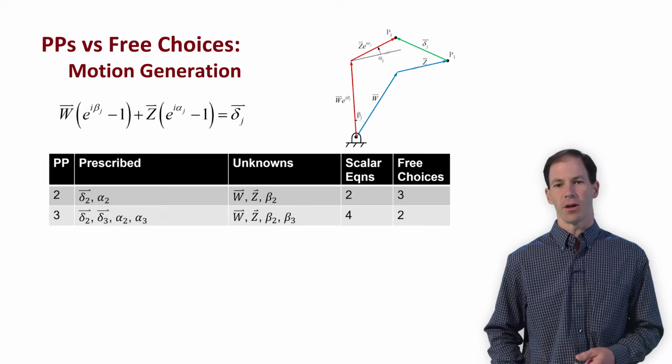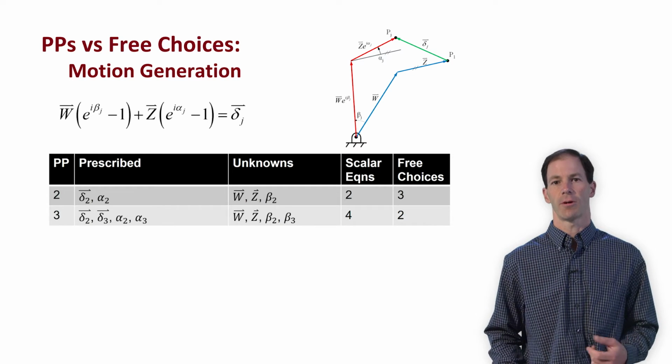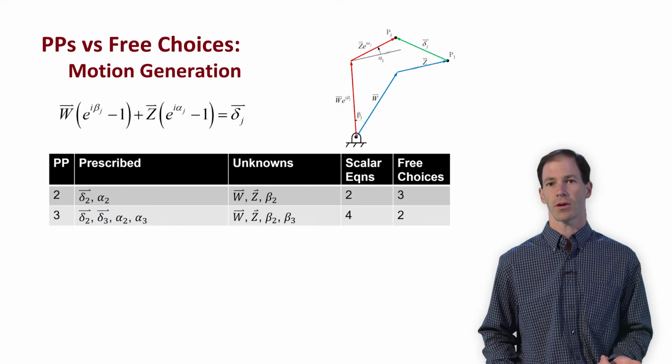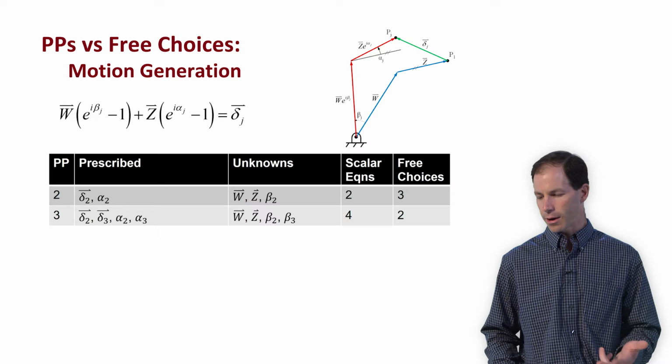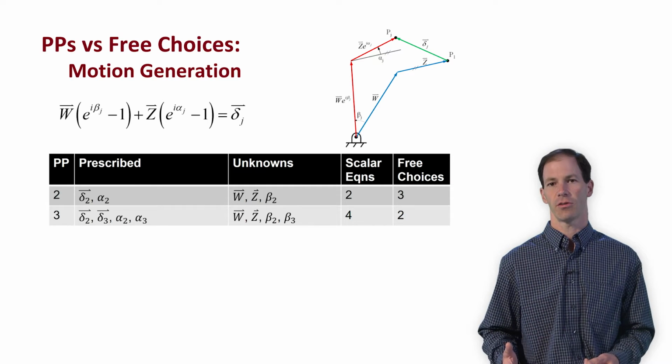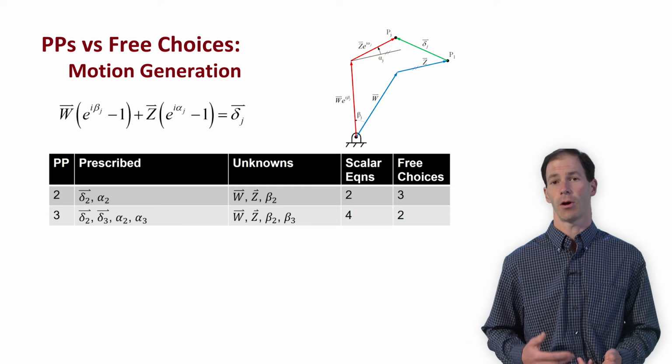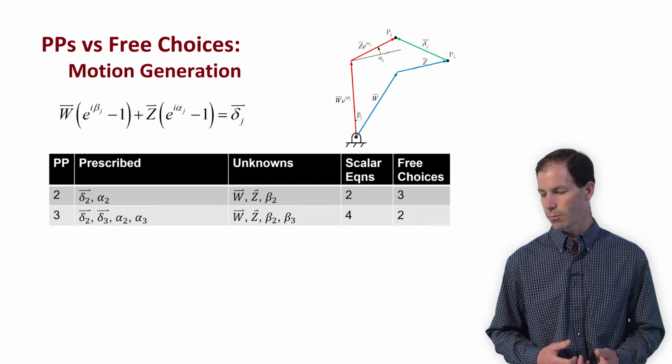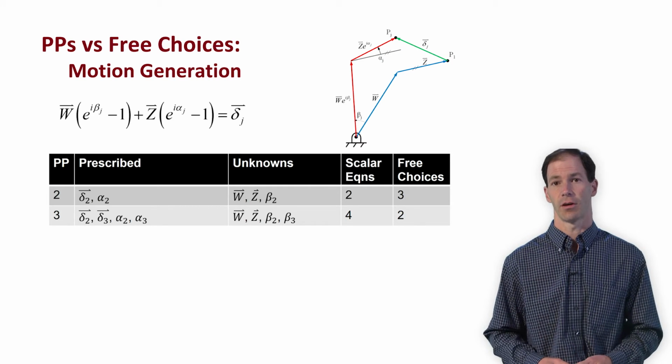We then spent quite a bit of time on 3 precision positions where we add another displacement vector, delta 3, and another rotation angle of the coupler, alpha 3. We added one more unknown, and so because we have an extra vector loop equation, equivalent to 2 scalar equations, and we only added one unknown, we end up with 2 free choices in this case.